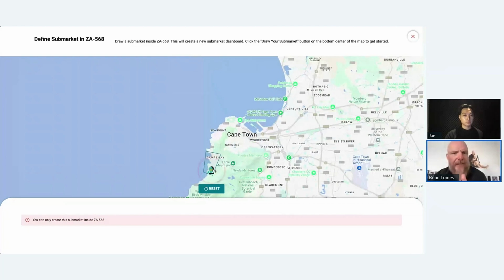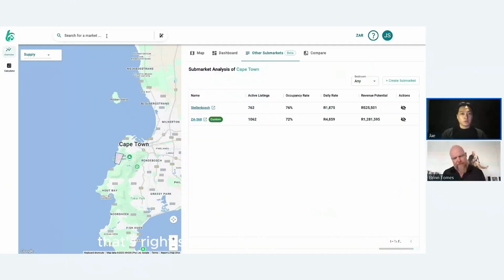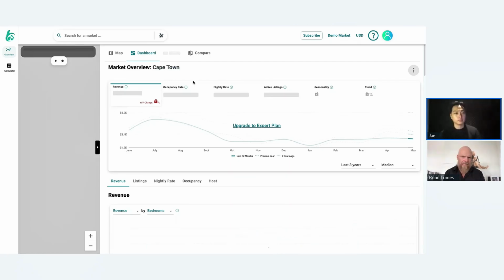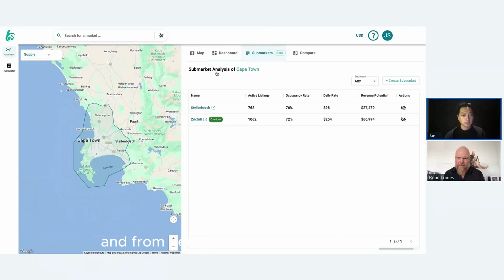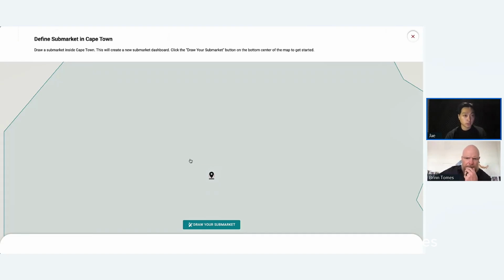So as an investor or an arbitrager, I could draw different markets and watch the data as it changes and say, okay, this is the best market, let's go there now. Yeah, that's right. Actually, if you want to do this, it's better to start from Cape Town. So this is the main market, and from here you can see the submarkets. And as you said, we can draw the submarkets within this area.